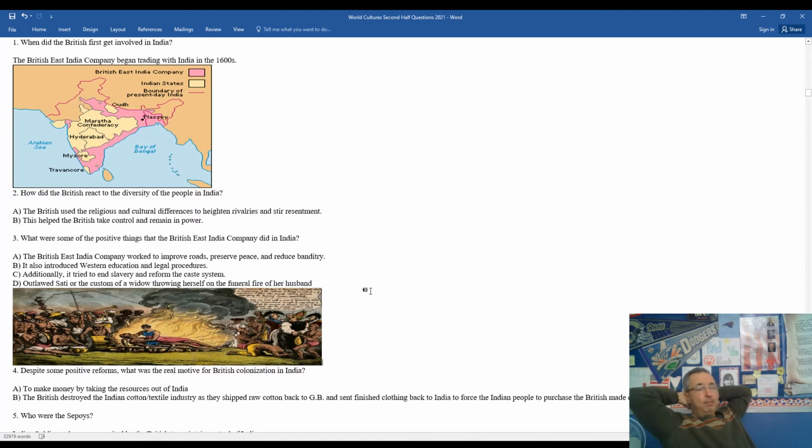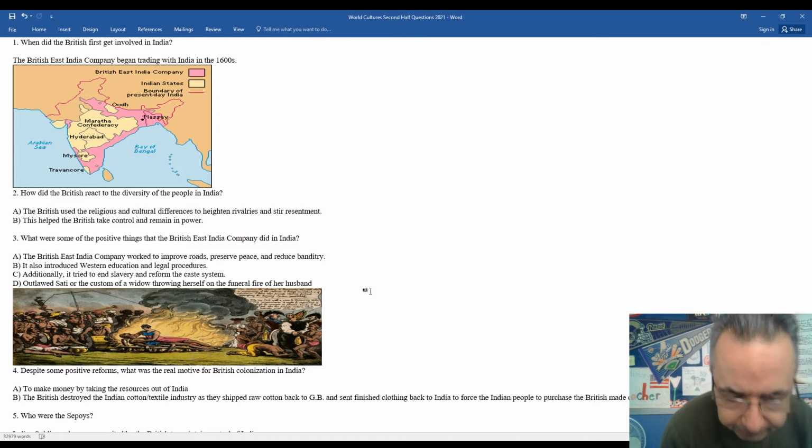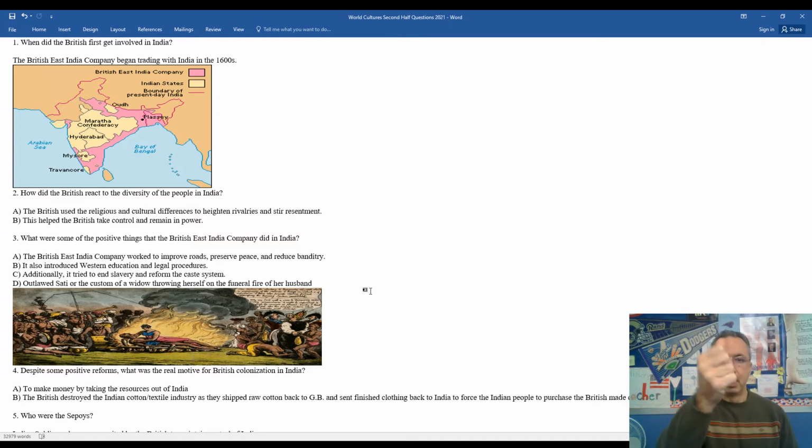Okay, four, despite some positive reforms, what was the real motive behind British colonization in India? Money. It's always profit. It's always the gold aspect. Obviously, the God aspect would be the idea of compassionately spreading new ideas, education, medicine, and things like that, infrastructure to the people.